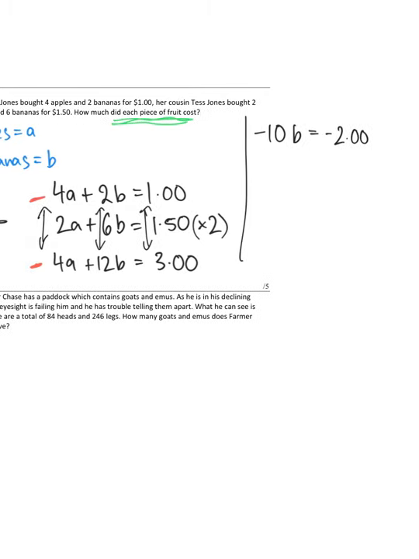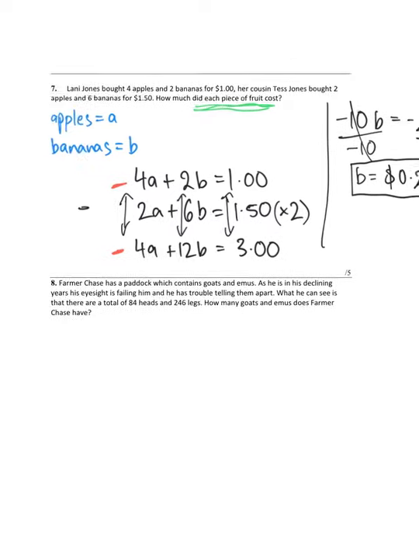Then we're going to divide both sides by negative 10. When we divide by 2 negatives, that's going to make it a positive. So think about it as just $2, as the 2 negatives cancel each other out. So it's $2 divided by 10. If you've got $2 and you split it into 10 parts, that's going to leave you with 20 cents. So the bananas cost 20 cents.